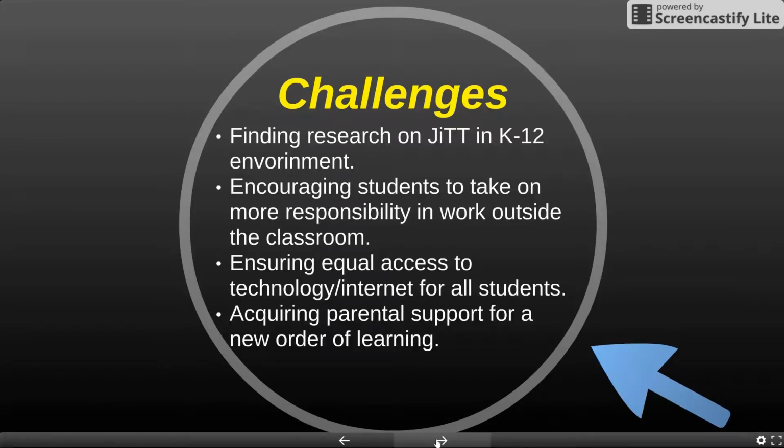The challenges involved here are the training of students to adapt to having more responsibility outside of the classroom, ensuring equal access to technology and internet outside of school for all students, parental support of a different kind of homework, and finally, currently there's very little research available that is branded K-12.